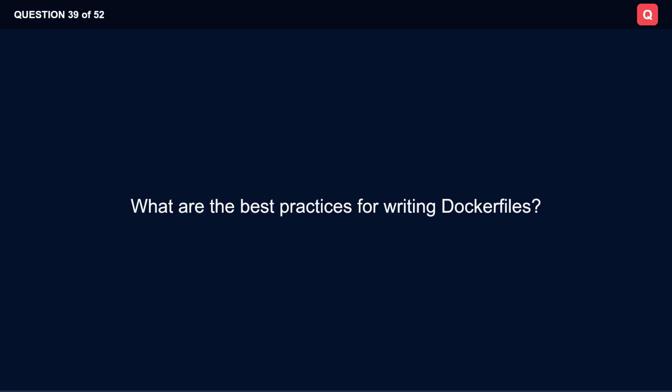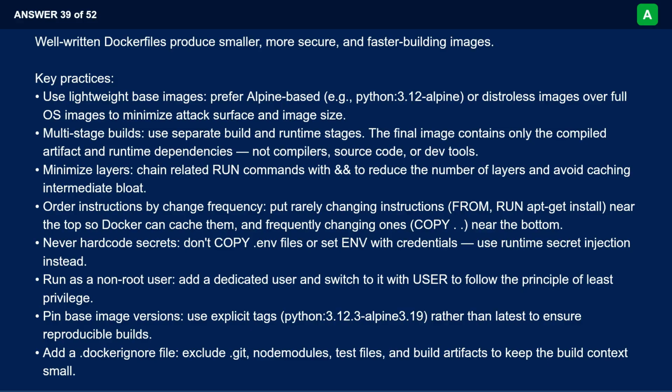What are the best practices for writing Dockerfiles? Well-written Dockerfiles produce smaller, more secure, and faster-building images. Key practices. Use lightweight base images. Prefer Alpine-based, for example python:3.12-alpine, or distroless images over full OS images to minimize attack surface and image size. Multi-stage builds. Use separate build and runtime stages. The final image contains only the compiled artifact and runtime dependencies, not compilers, source code, or dev tools.